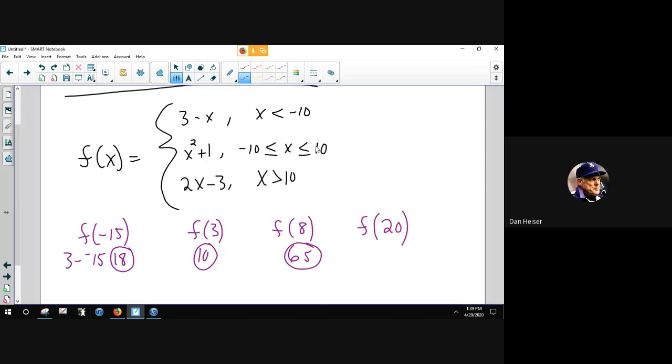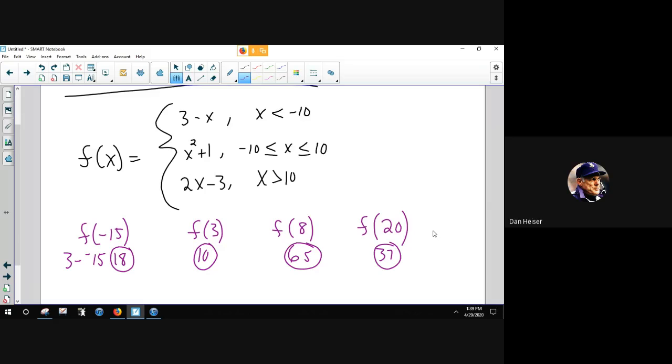Nope, 20 is not between them. 20 is not smaller than negative 10. 20 is bigger than 10. So plugging in 20, you get 37. That is how you deal with a piecewise function.